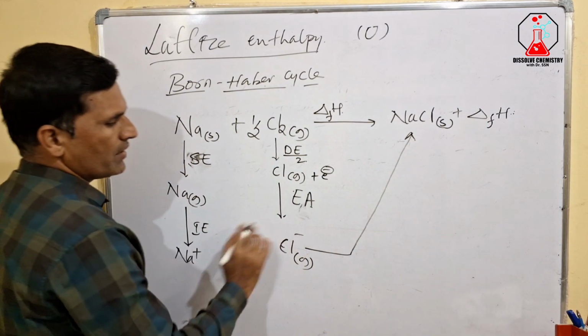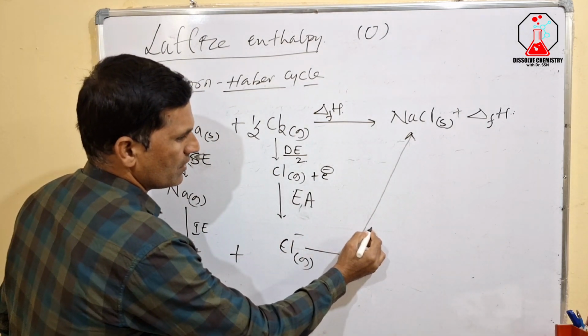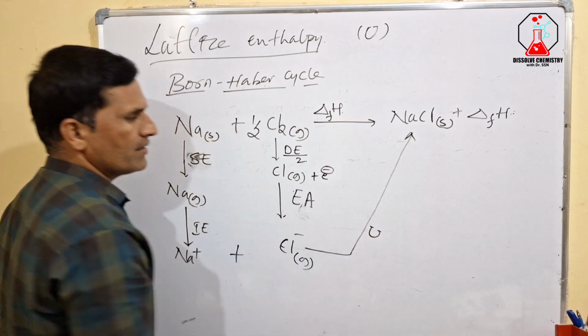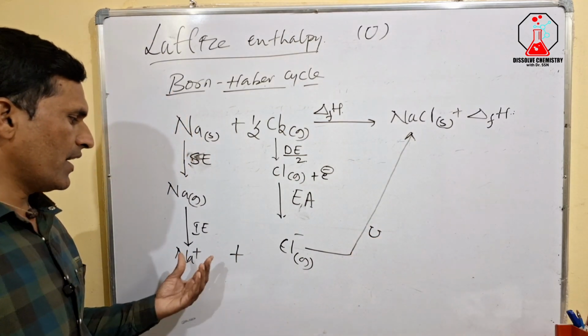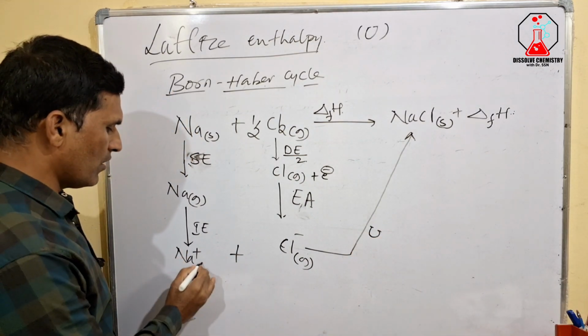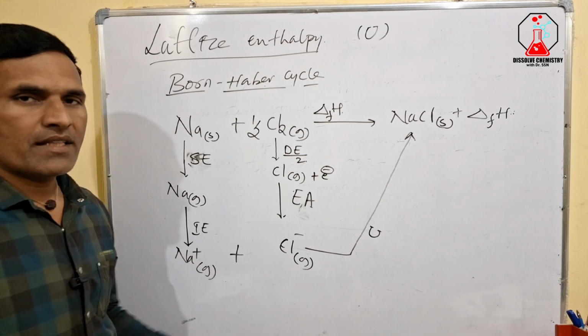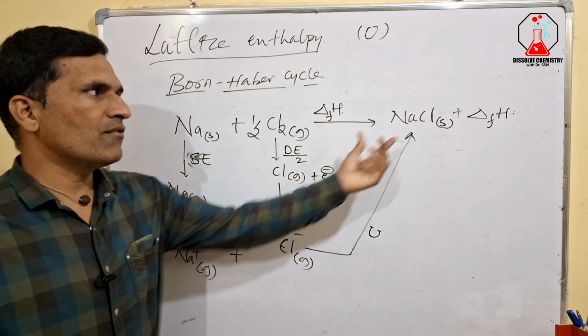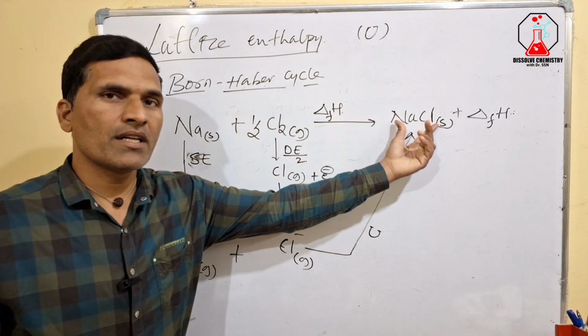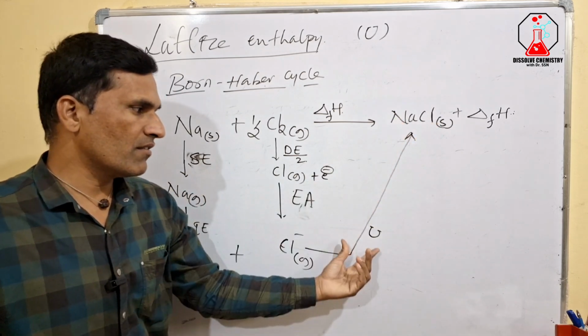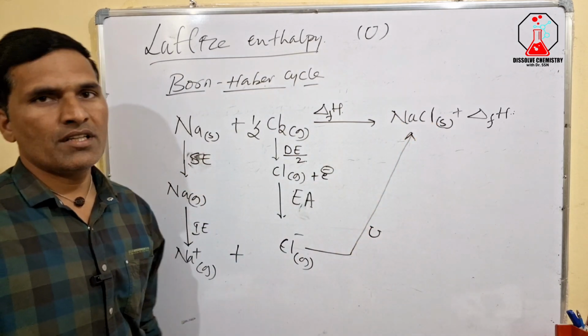Now these two will combine to form the ionic solid. So what do we call this? Lattice enthalpy: the amount of energy liberated when 1 mole of gaseous cation and anion combine to form 1 mole of ionic crystal solid. Whatever the energy liberated, that we call U.